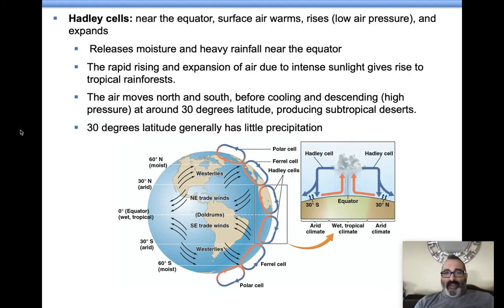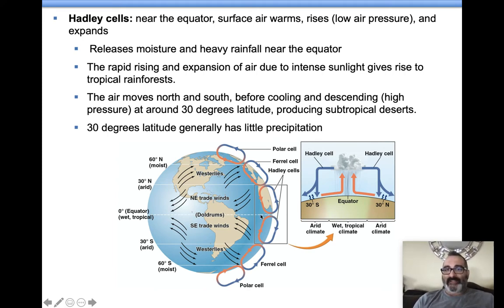All right, so here's what you got. Hadley cells. These are the ones from the equator to 30 north and equator to 30 south. Well, what happens at the equator? Because all that solar heating takes place at the equator, you have a lot of air rising there. Rising air, low air pressure. So what do you expect at the equator? Rain, and lots of it. That's because of this rising air, this low air pressure, all that sun smashing into that area, and you get a lot of rain at the equator. Tropical areas, lots of rain.